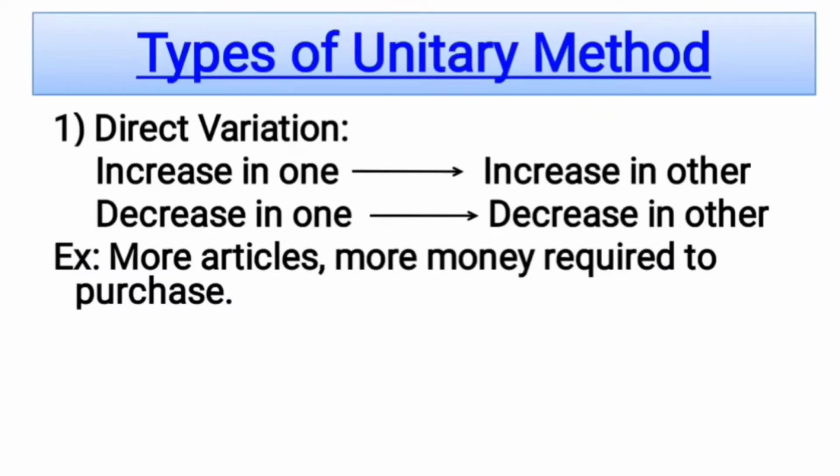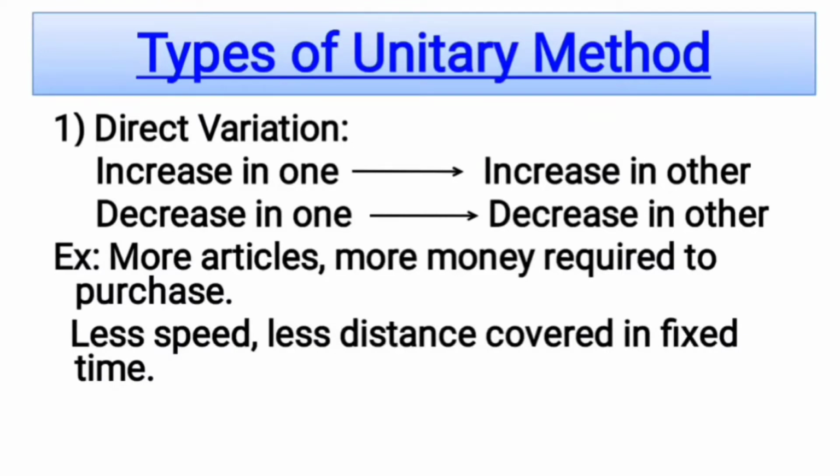Similarly, less speed, less distance covered. If speed decreases, then distance covered in fixed time also decreases. Here, increase of one value increases the other and decrease of one value decreases the other. So, this method is known as direct variation.